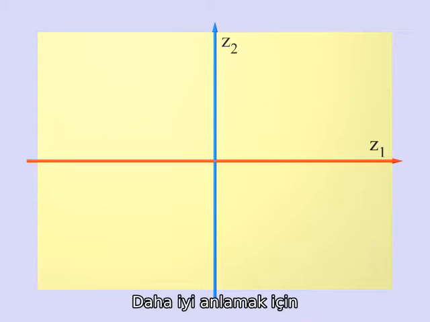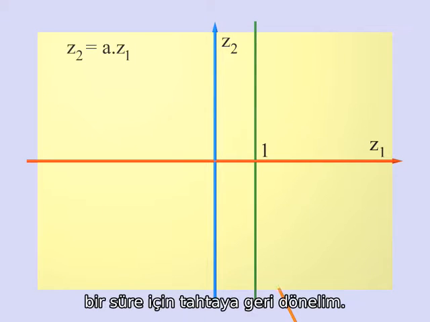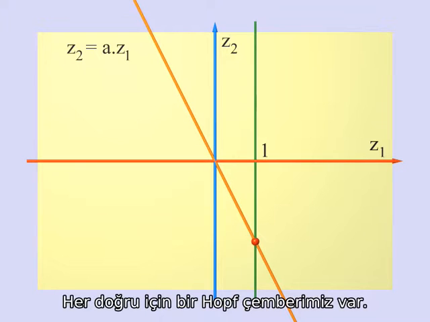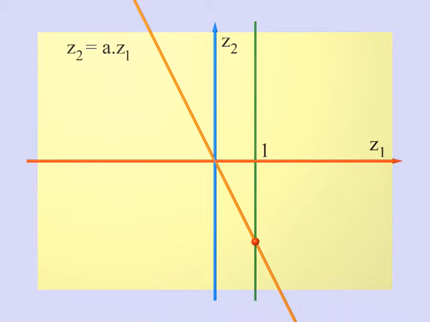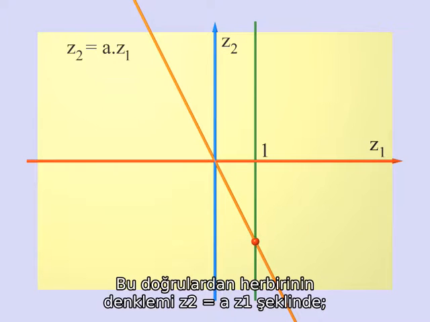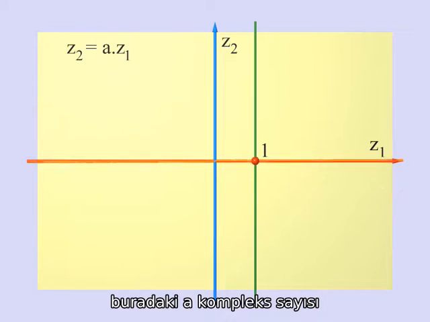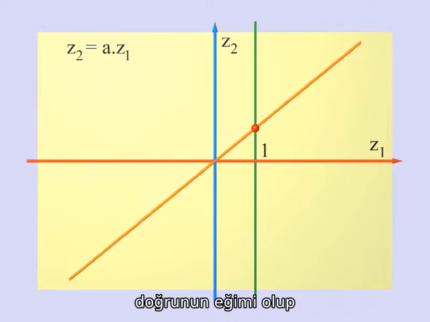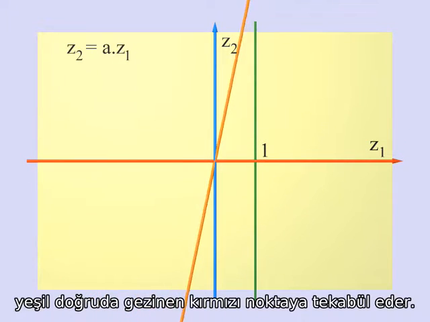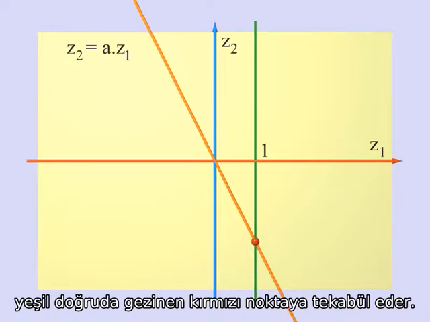Let's try to understand this better by returning to the board for a moment. Look, we have a Hopf circle for each line. Each one of these lines has an equation of the form z2 equal to a times z1, where a is a complex number, the slope of the line, and is indicated by the red point moving on the green line.